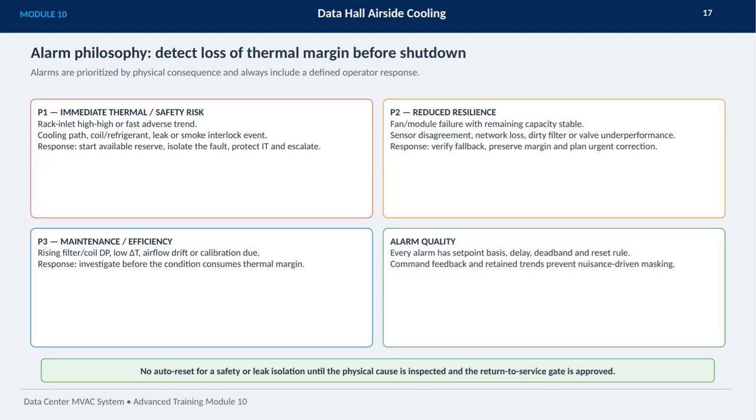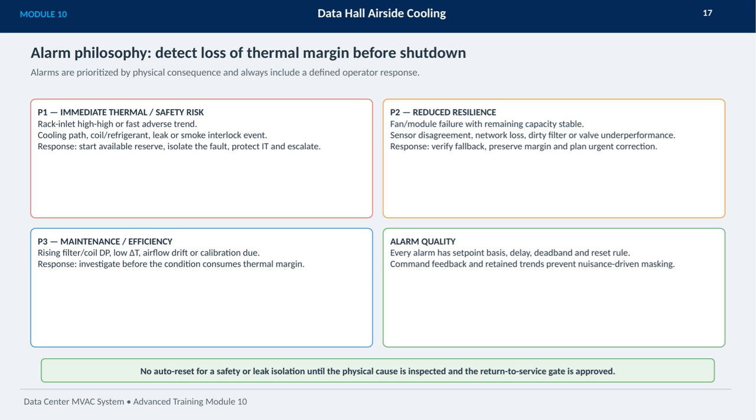This slide covers the alarm philosophy for Data Hall Airside Cooling, which is vital for maintaining thermal margin before any shutdown occurs. Alarms are categorized and prioritized based on their physical impact, and each one comes with a clear, defined operator response. Starting with P1 alarms, these indicate an immediate thermal or safety risk, such as a high rack inlet temperature or issues like leaks or smoke interlocks. The response here is crucial. Start any available reserve capacity, isolate the fault, protect the IT equipment, and escalate the situation.